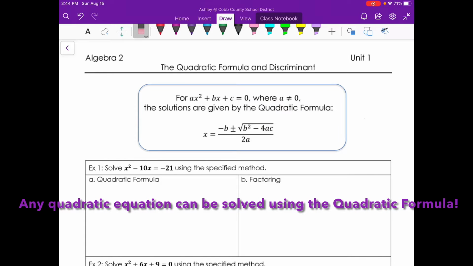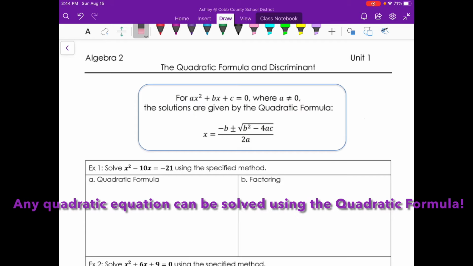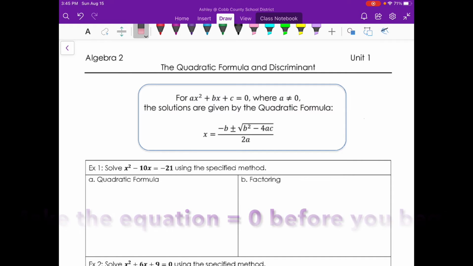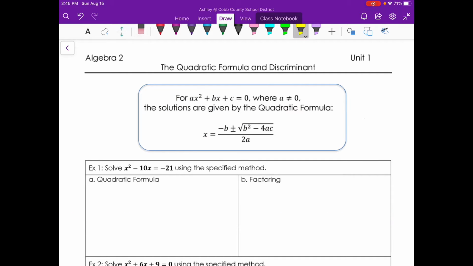In this lesson, we're going to learn how to solve a quadratic equation using the quadratic formula. The quadratic formula can be used to solve any quadratic equation. You want your equation to be in standard form, so it will be ax squared plus bx plus c equals 0. A will be your leading coefficient of your quadratic term. B will be the coefficient of the linear term, and c will be the constant.